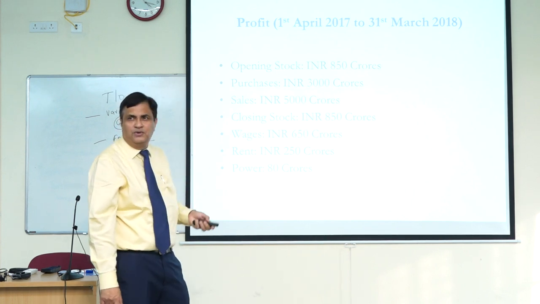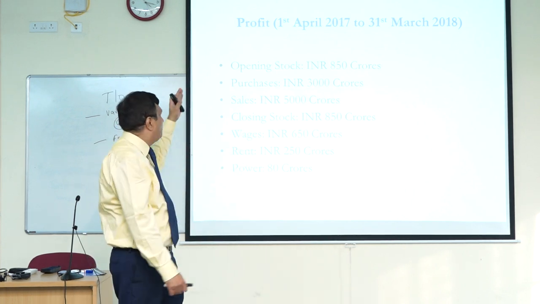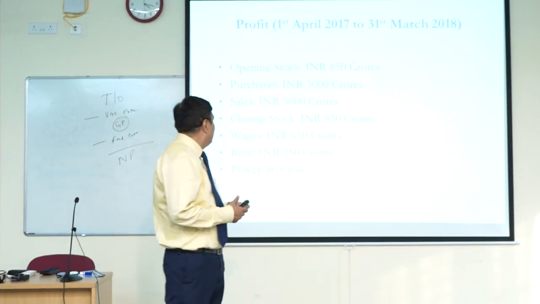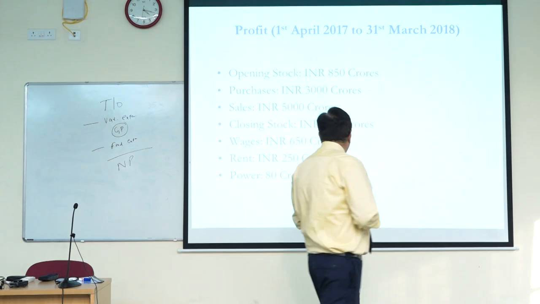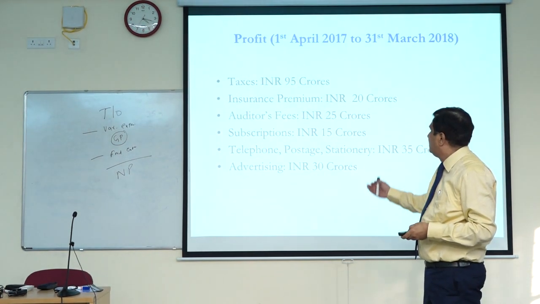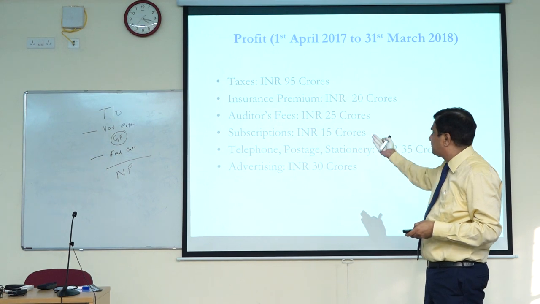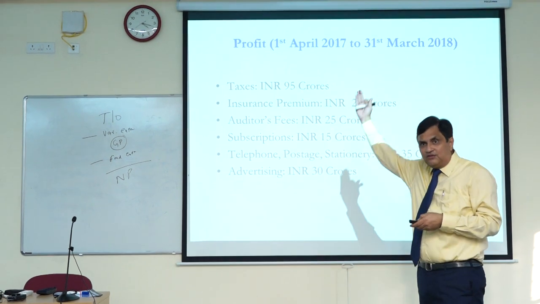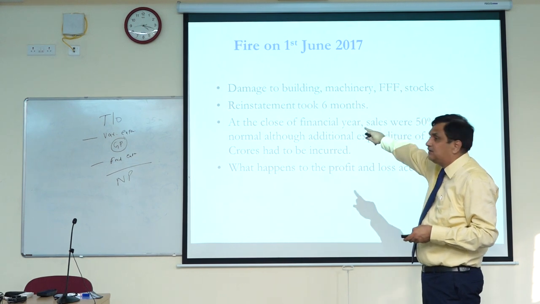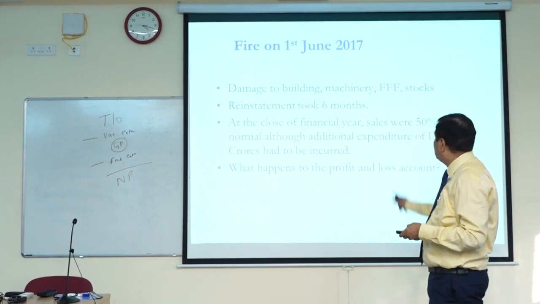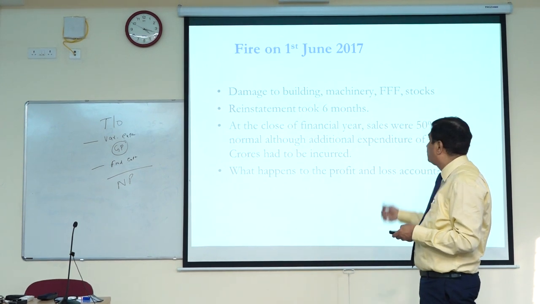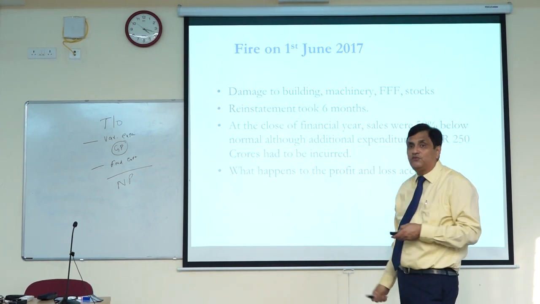I've given an example. All it says is, for example, opening stock 850 crores, purchases 3000 crores, sales 5000 crores, closing stock 850 crores, wages 50, rent, power, taxes, insurance, auditor fees, subscription, telephone, advertising. These are the various expenses. Now if damage to the building takes place, the reinstatement takes 6 months, at the close of the financial year sales were 50% below normal, or additional expenditure of 50 crores was incurred, what happens to the profit and loss account?